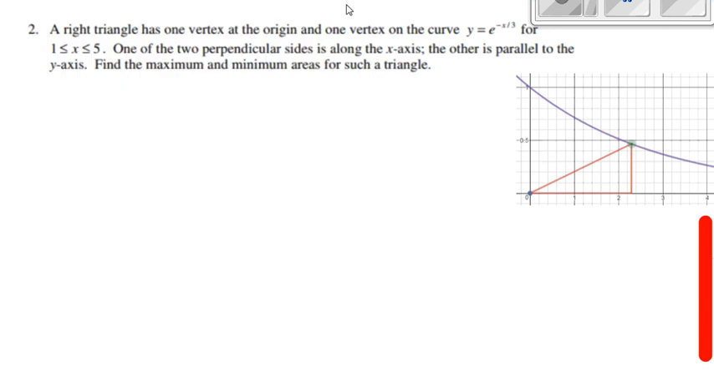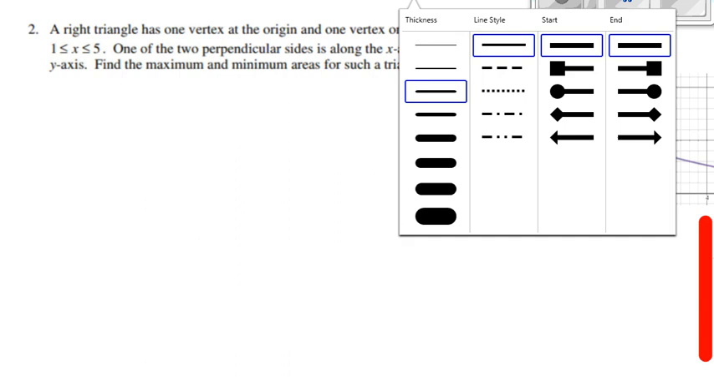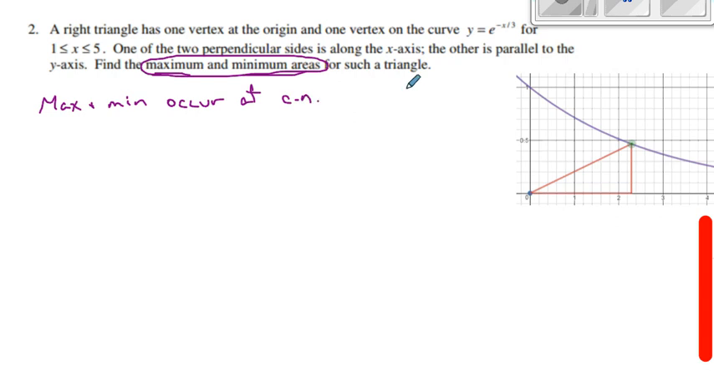Let's get set up. The first step after we understand the problem always is to make sure we realize what we're trying to maximize or minimize. So in this problem, we are asked to find the maximum and minimum area. So let me just circle that so we remember what we're doing. Once we identify what we're doing, we want to write a formula for that. But before we do, I want us to remember that maximums and minimums occur at critical numbers or endpoints. And since this one has both critical numbers and endpoints, we're going to have to consider all of those.